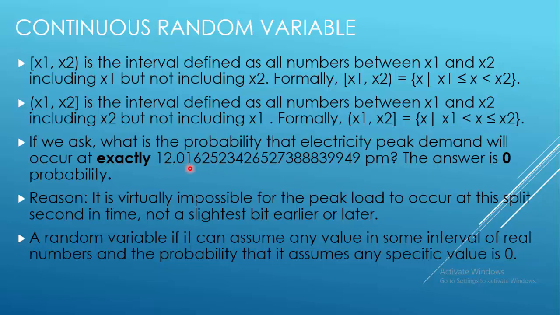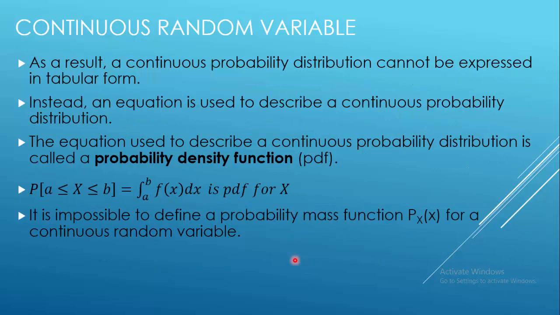In discrete random variables, flipping a coin once, or getting heads once or twice or thrice, this is possible. But when you talk about real values, knowing the probability for that event to occur at that very precise time, real value, is very difficult. So in that case, we say the answer is zero probability. A random variable can assume any value in some interval of real numbers, and the probability that it assumes any specific value is zero. As a result, a continuous probability distribution cannot be expressed in tabular form like discrete random variables.